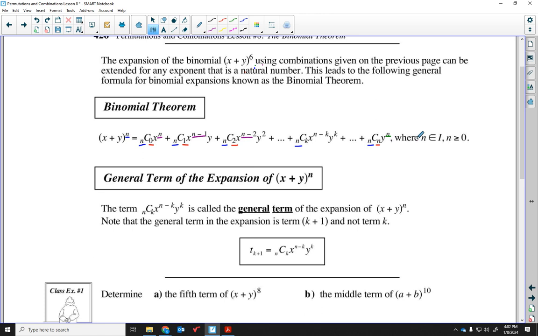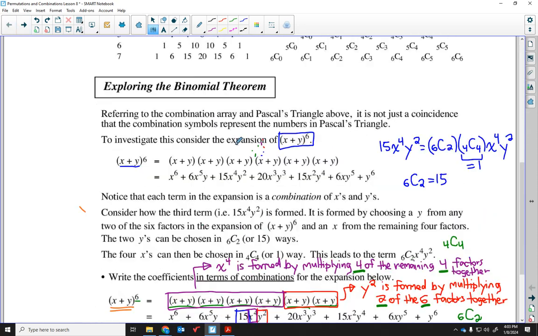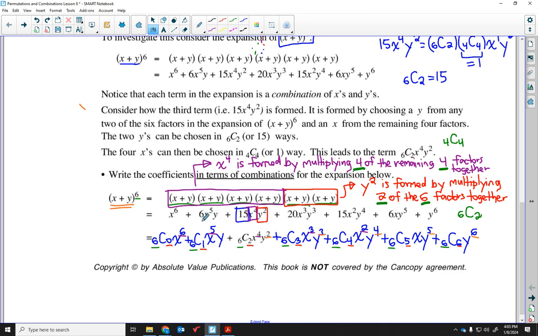Now, we also have something referred to as the general term of the expansion of x plus y to the power of n. Now, what the general term does is it's a mathematical formula that tells you how to calculate a specific term within the binomial without needing to expand the whole thing. So for example, if I went back to this question right here, and I just want to know what the value of term 5 is, we don't need to expand the whole thing to get it. We have a general term formula that can specifically tell me what that term is going to be equal to.